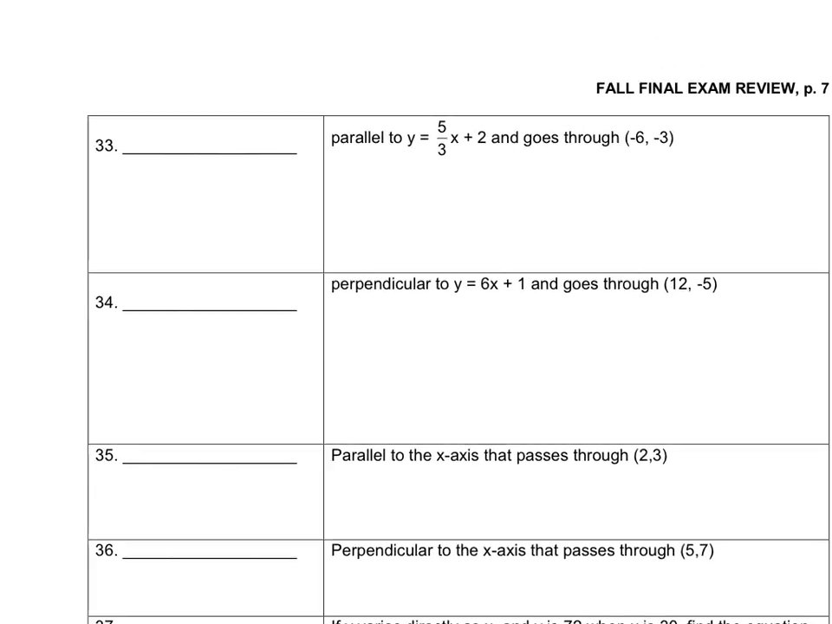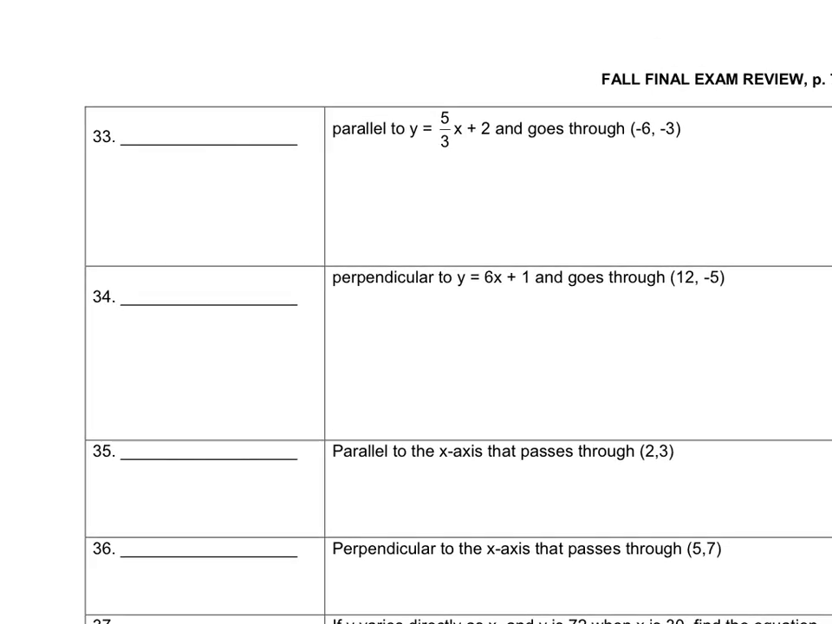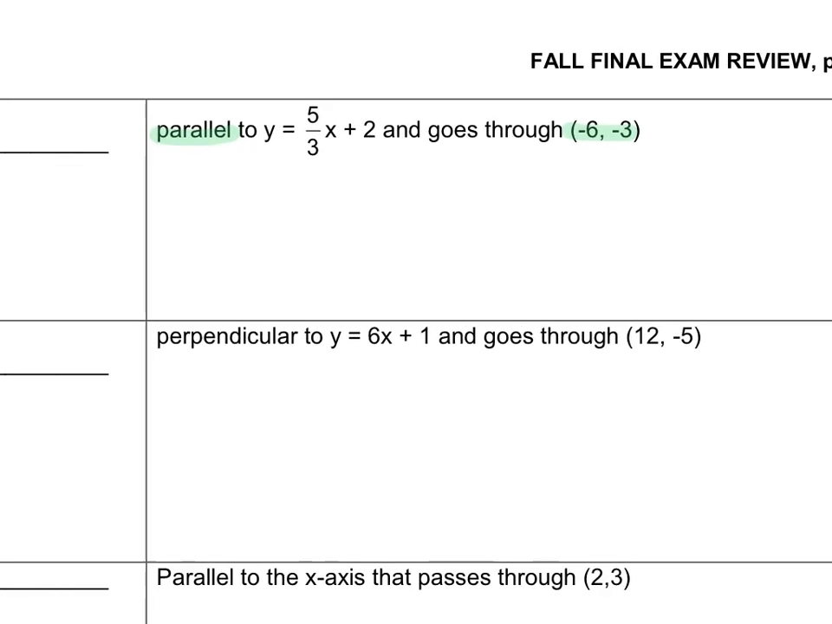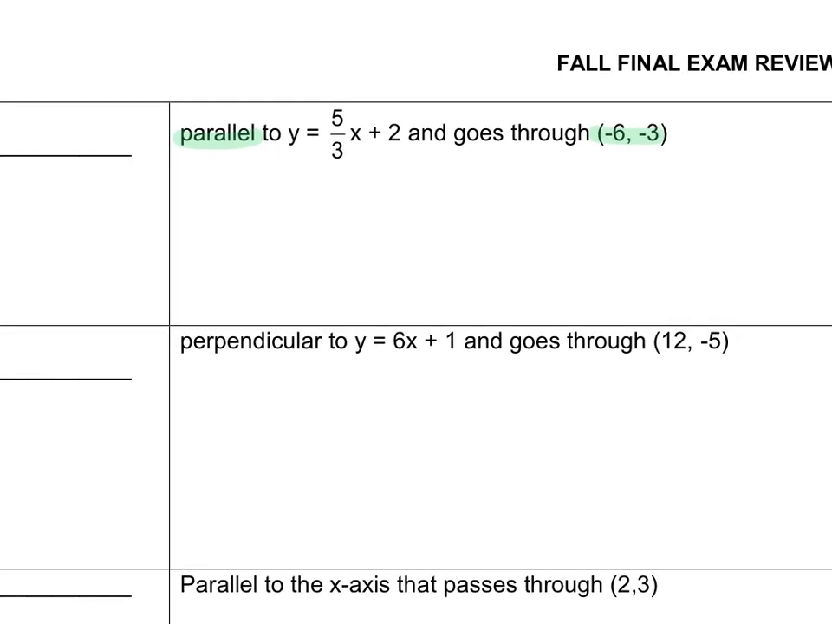33, we're still looking at finding the equation, except this time they're giving us some different information. So they want it parallel to that equation and going through the point (-6, -3). If we're looking for something parallel, alarm bells should be ringing in your head and you should be thinking same slope. So right now, my slope is 5/3. So if I want to keep the same slope, I still want a slope of 5/3.